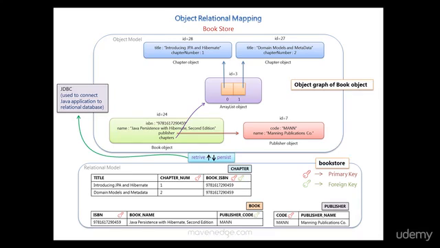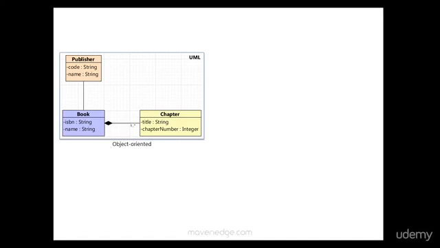And while doing that, we will see if there are any problems in that approach and how object relational mapping could help you solve those problems. So here are the three classes we'll be having in our application: the book class, publisher class, and the chapter class. And the diagram here shows the associations between them. A book has a publisher and it can have one or more chapters in it.